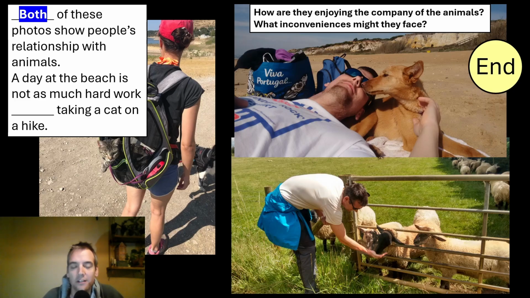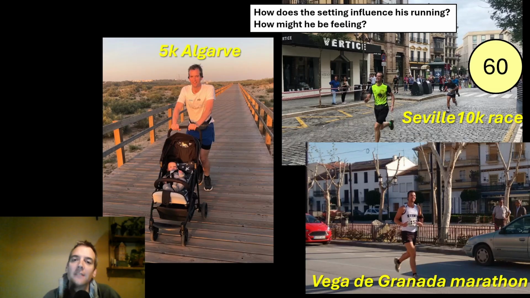Not as much hard work, as difficult as, as comparison. Let's do some more of these without me rambling on for 60 seconds each time. The idea now is that you can pause the video and record yourself for 60 seconds and answer these questions. Compare two of the photos and say how the setting might influence his running and how he might be feeling.